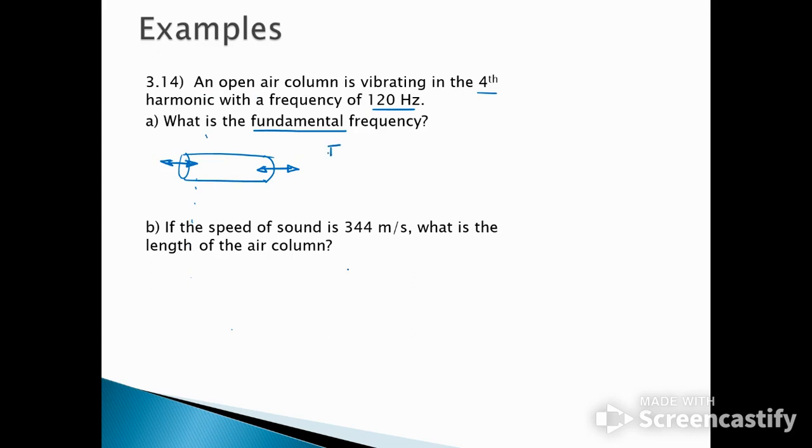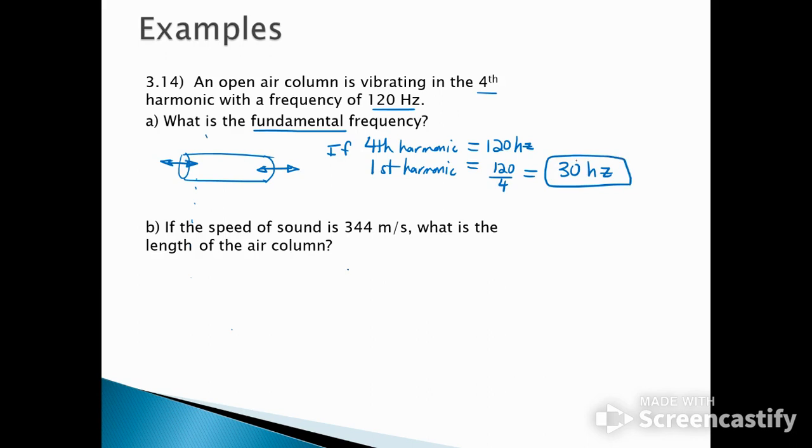So if the fourth harmonic is 120 hertz, the first harmonic must be 120 divided by 4, which is 30 hertz. That's the ratio. If you know the fundamental, then the fourth harmonic will be 4 times the fundamental. If the speed of sound is 344, what's the length of the air column?